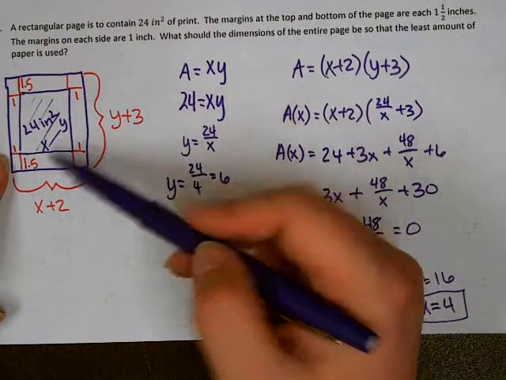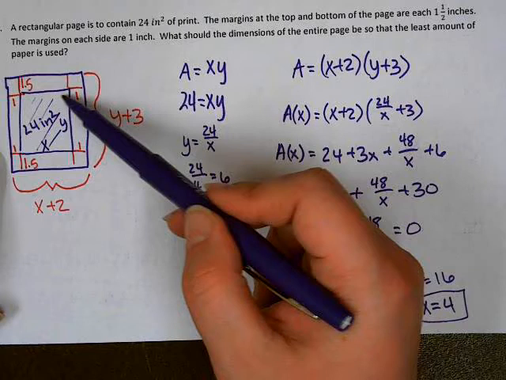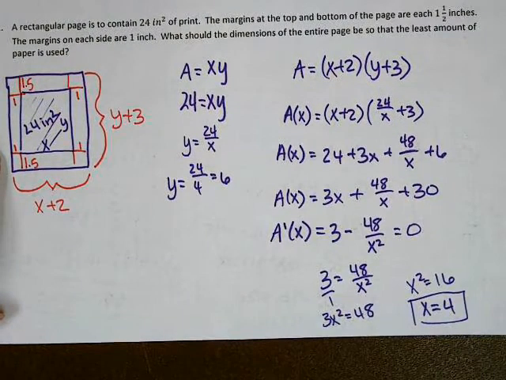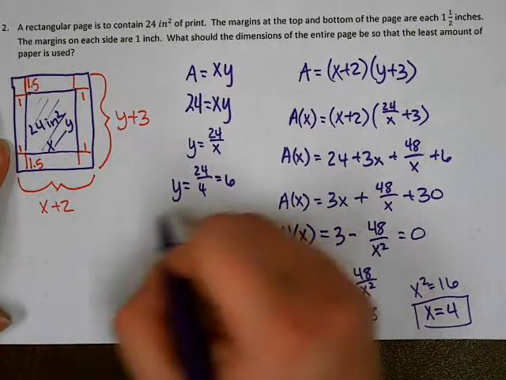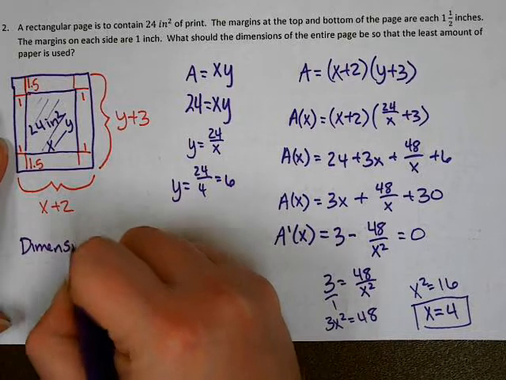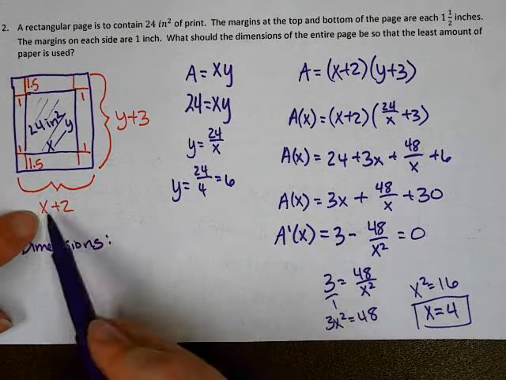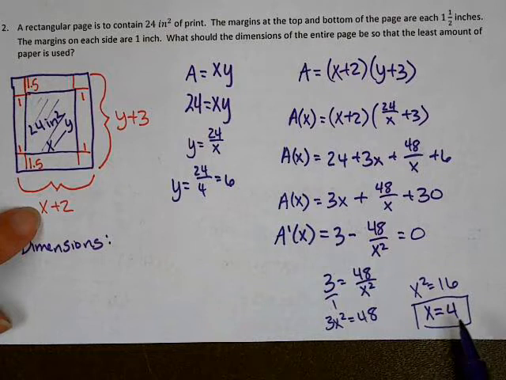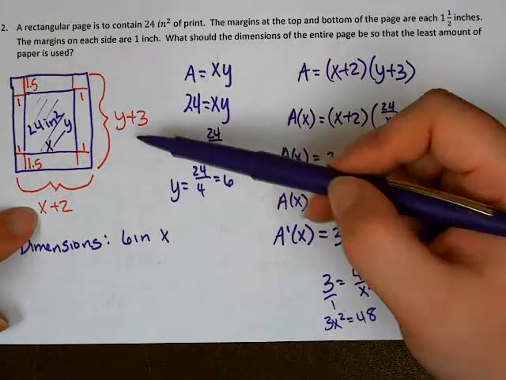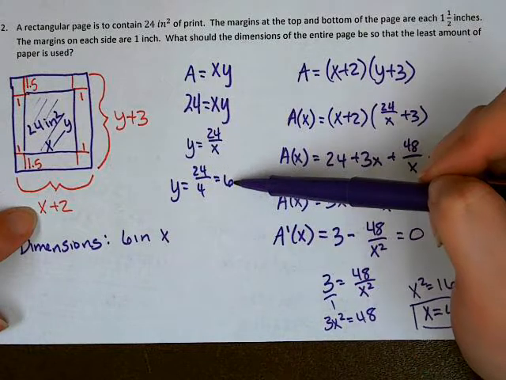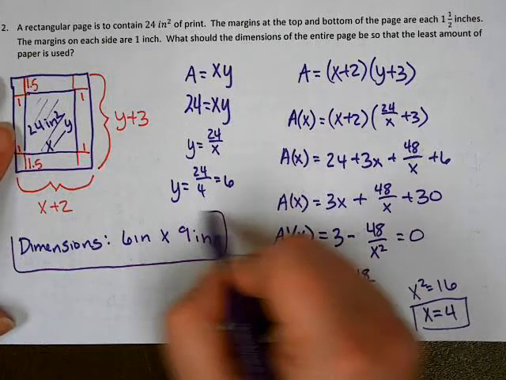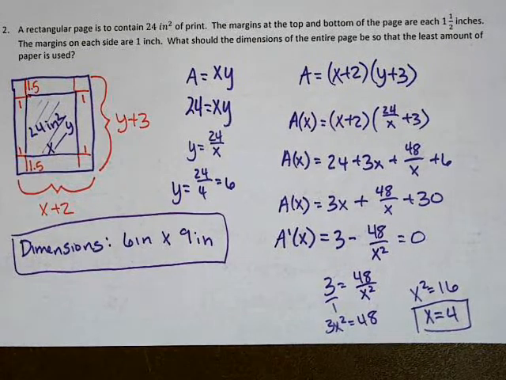But what we have to remind ourselves is that x and y are the dimensions of the picture that we're printing. We want the dimensions of the entire page of paper. So for the picture, it would be a 4 by 6, but we want the dimensions of the paper, which means we want x plus 2. So since x was 4, that's going to be 6 inches. And then this is y plus 3. So since y is 6, that would be 9 inches. So that was the final answer there.